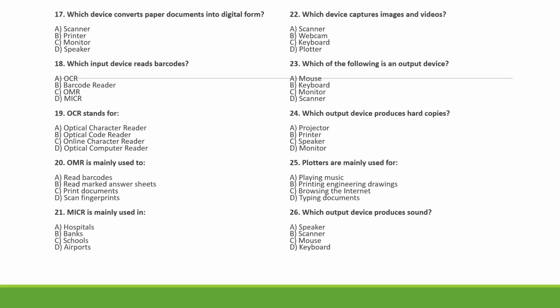Option A, projector. Option B, printer. C, speaker. D, monitor. Hard copy will be generated by the printer. Then option B is the correct answer. Plotters are mainly used for printing engineering drawings. Option B is the correct answer for the plotters.